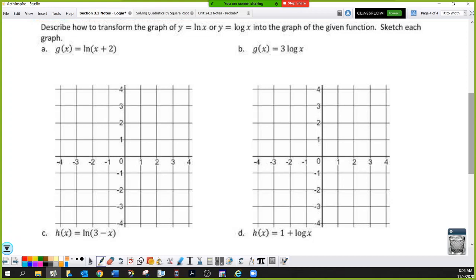So what we have here is ln of x plus 2. Well, its domain, remember, is decided by the argument. The argument must be a positive number. So x must be greater than negative 2. Guess what you just found? That's the vertical asymptote. Vertical asymptote is x equals negative 2.